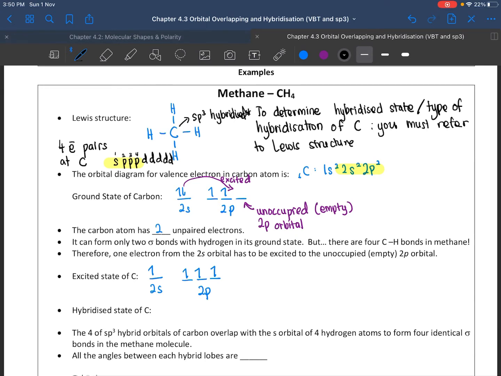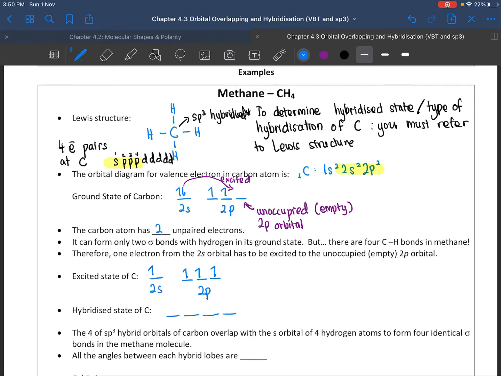Alright, so now kita dah tahu hybridized state for carbon is sp3. So, sp3 hybridized ada 4 hybrid orbital. So, kita pun draw lah 1, 2, 3, 4. Kenapa dia ada 4 hybrid orbital? Sebab kita mix tadi 1s orbital dengan 3p orbital. So, 1 plus 3 is 4. That's why hybridized state for carbon ada 4. Okay, so kita draw 4 orbital. And then, the name for this orbital adalah sp3 hybrid orbital.